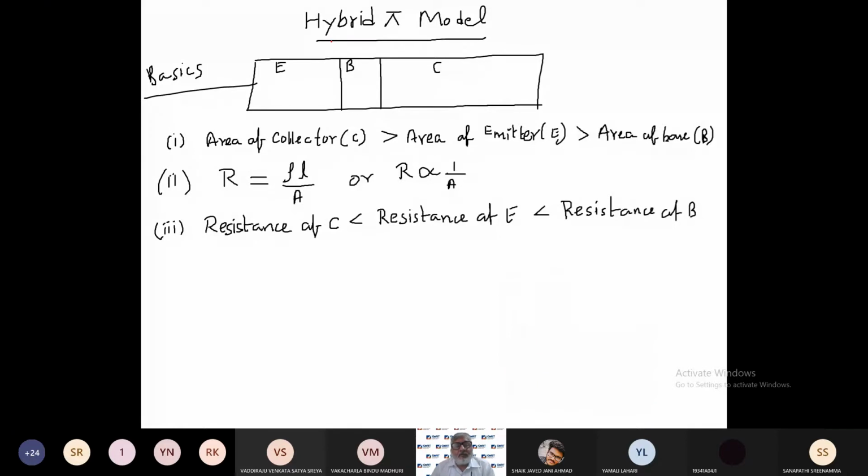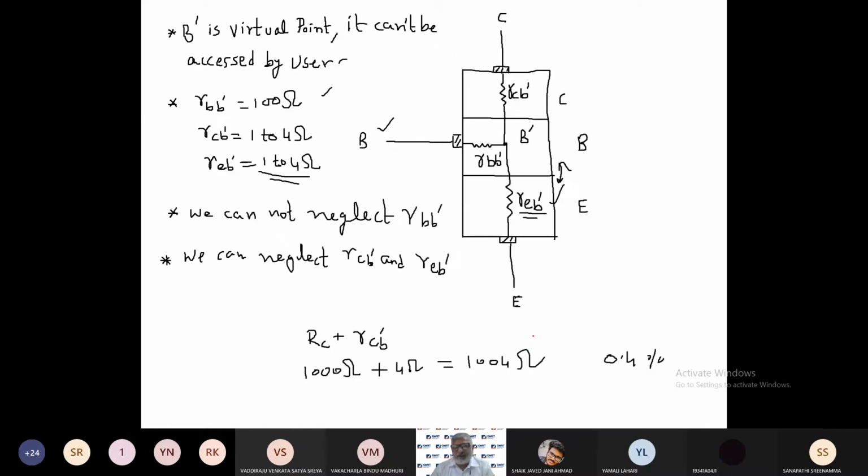the unit 4 hybrid pi model, and here one important question can be from this hybrid pi model is calculation of short circuit current gain, right? So you have to find out the expression for the short circuit current gain, or you have to draw the diagram of hybrid pi model, right? So in this case, we just quickly refresh the things.